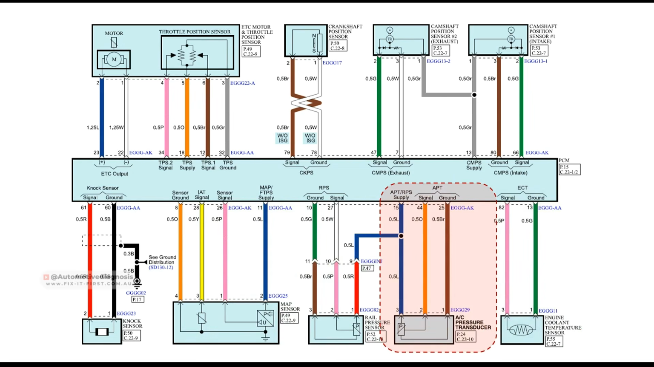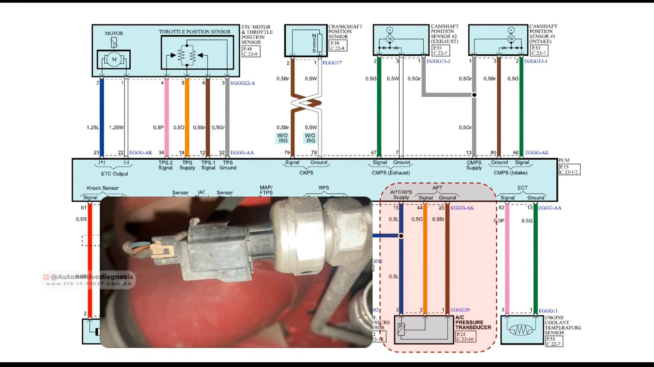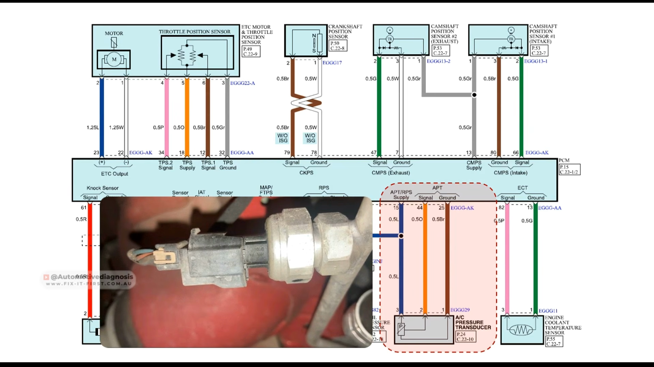APT, or AC Pressure Transducer, is a sensor for measuring the pressure in the AC system. The PCM uses the information from this sensor to control the operation of the AC compressor. So you see the sensor location right here, and as usual, this sensor is equipped with 3 wires as well: ground, power supply, and signal.